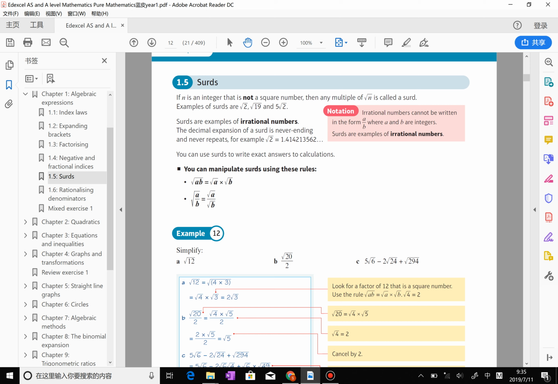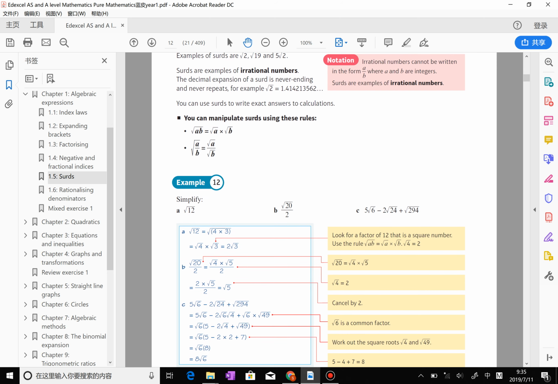So what are surds? If you have a square root, like square root n, we call it a surd. Or any multiple of square root n, we also call surds. We have the following rules: square root of a times b equals square root a times square root b, and square root of a over b equals square root a over square root b. Okay, let's look at some examples.